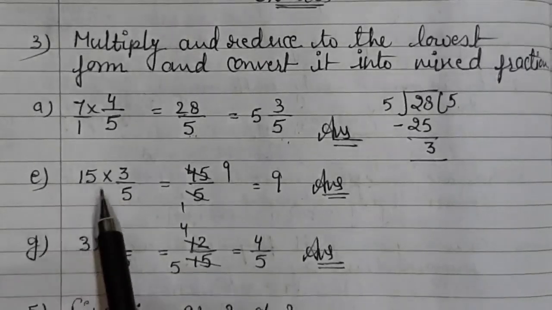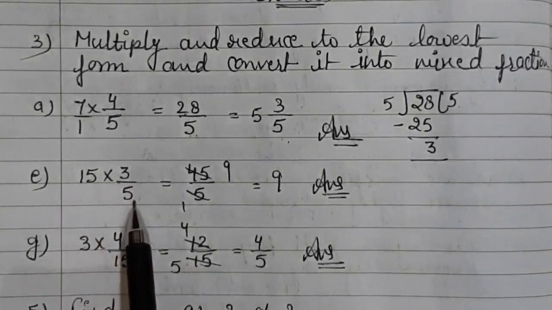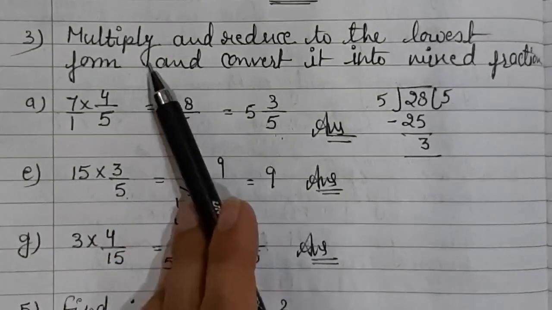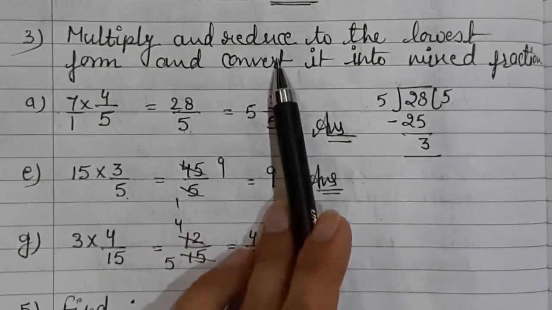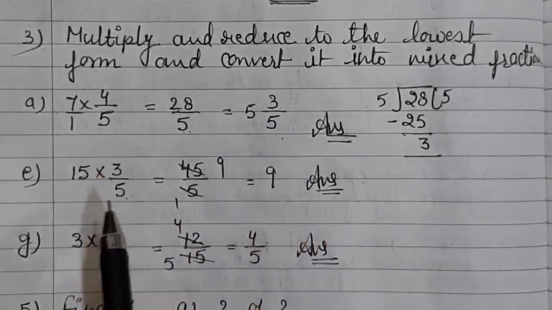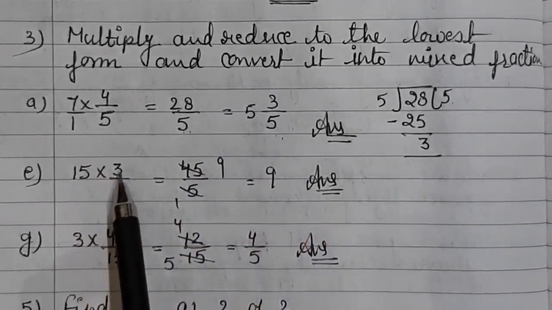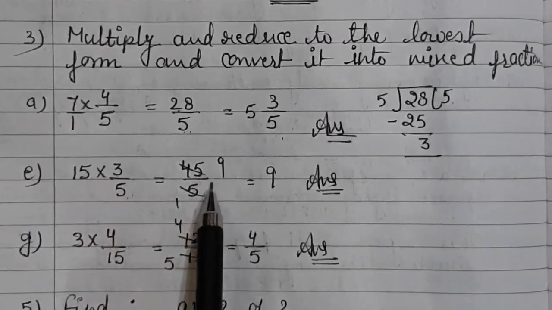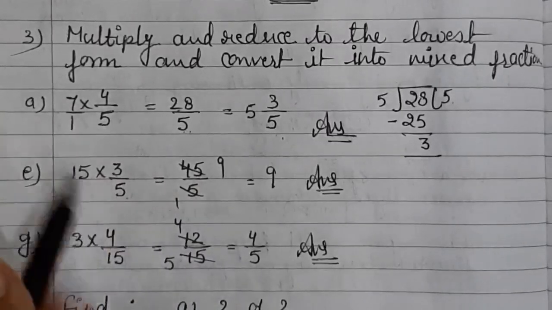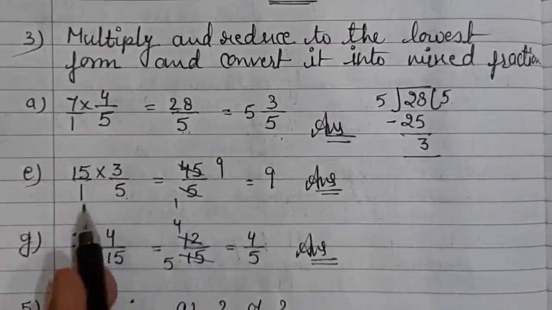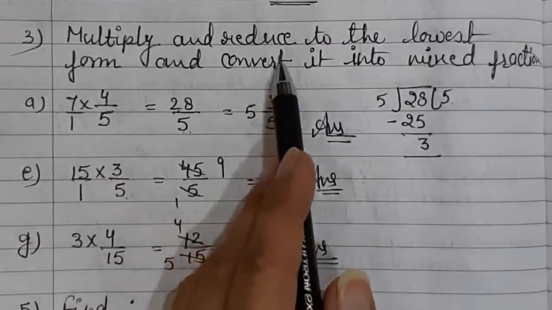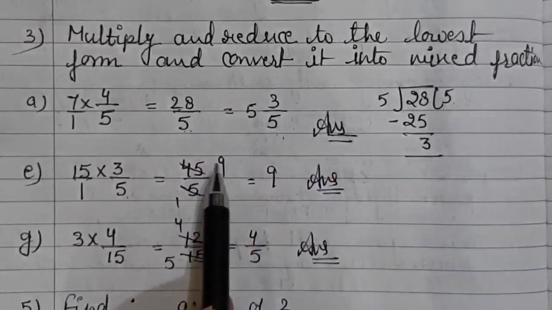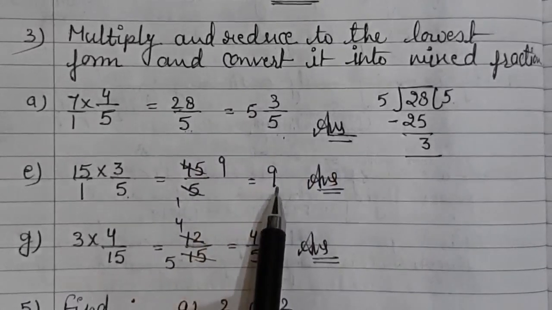Similarly, E part, 15 into 3 by 5. We have to multiply first. Before reducing, we have to multiply first. So when we multiply the whole number with the fraction's numerator, it will come 15 3s are 45 upon 5 1s are 5, right? And then we will reduce to the lowest term. So when we cancel out, answer will come 9.